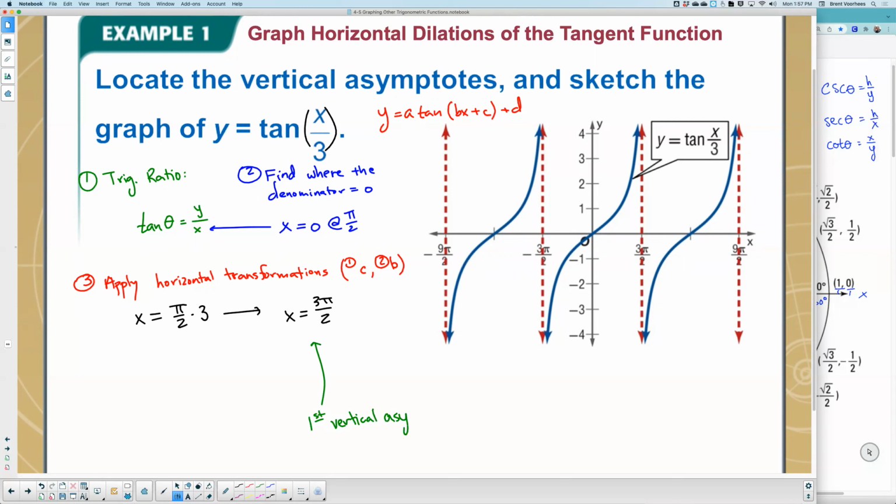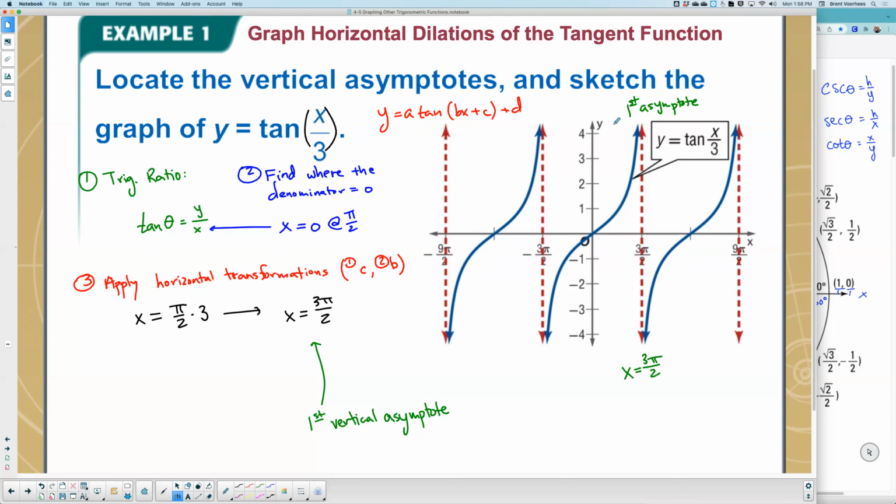I think having that note will help you process as I go on what we're actually doing. So on this graph, this right here is the first asymptote. I want you to notice, where is this dotted red line cutting through the x-axis? What's the x value right there? 3 pi over 2. You see how our value right there says 3 pi over 2? That's what we just found, that first asymptote is at 3 pi over 2.